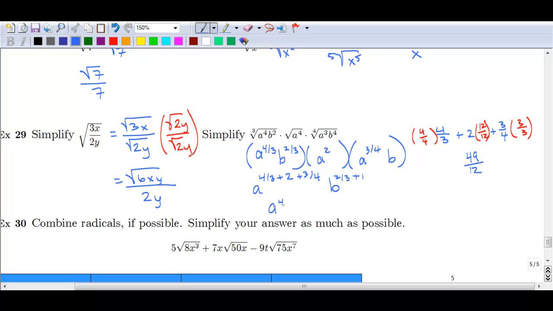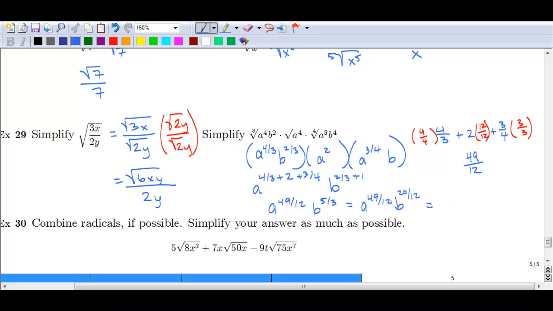So we end up with a to the 49/12. B is a little simpler. This just ends up being b to the 5/3. To put these back into the same radical, we still need to keep the same denominator. So we've got a to the 49/12 times b. This is pretty easy. Just multiply by 4/4. You end up with 20/12.